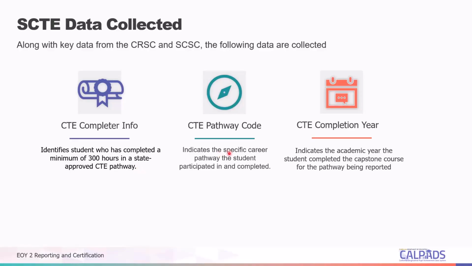The SCTE file also indicates the pathways of completers as well as the completer's completion year. Okay, so it will indicate the specific industry pathway that the student completed. And since you are reporting that the student completed the pathway this year, then you should also identify the completion year, since this will be matched with the year that the capstone course was completed. Again, the SCTE is a relatively small file but provides key data elements for the California School Dashboard and feeds into the post-secondary status submission.